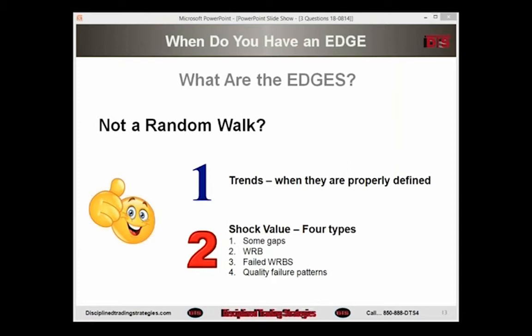Number two, the other time when you have an edge is when there is no trend, or if something ends a trend through shock value. Shock value is when something, boom, unpredicted, not built into the chart, all of a sudden happens. Types of shock value: some gaps create shock value, they're the best because they have the best trappage and the best shock value. Some wide range bars, WRB is a wide range bar, create shock value. The failures of wide range bars create shock value.